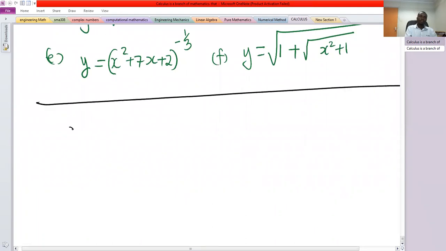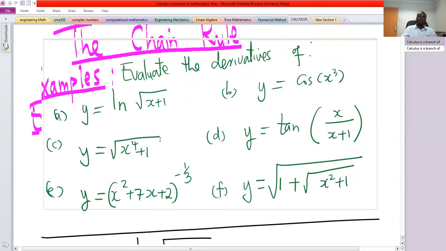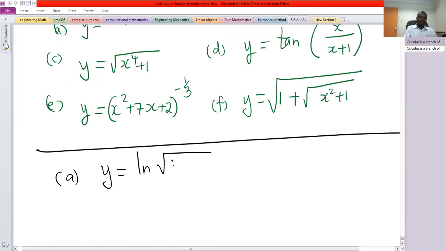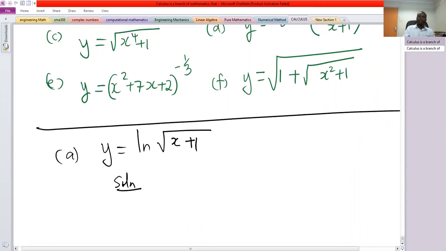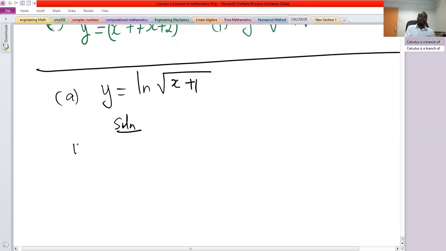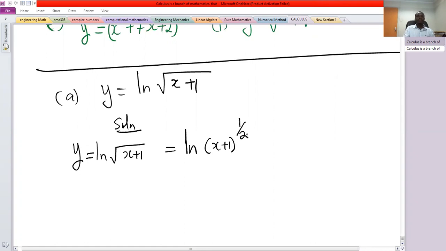So the first one, A, is y equals ln of square root of x plus 1. Solution. Now, we have y equals ln of root x plus 1. So this is the same as ln of x plus 1 raised to the power of a half.